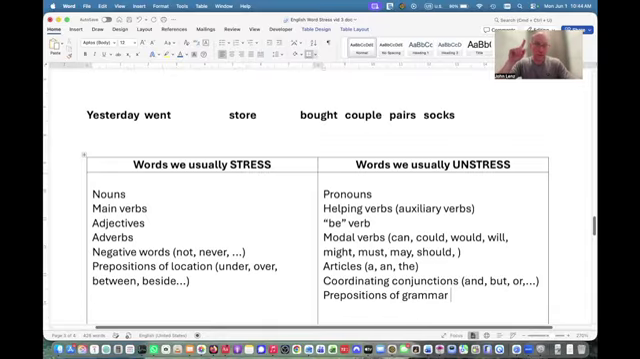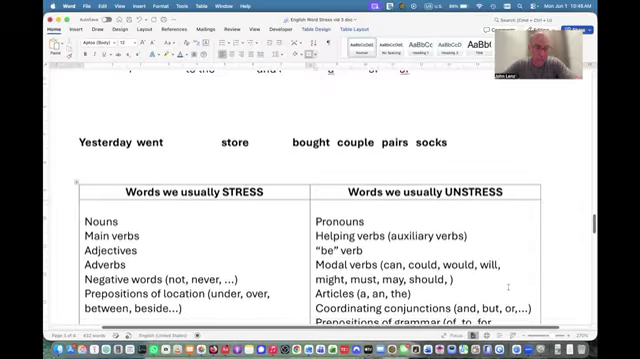But for prepositions of grammar, and again, that's my own term, I don't know what you call these things, but I mean the ones that just do a grammar job, the functional role that prepositions can play. And I just mean words like of, to, for, about, those kinds of prepositions. They really don't have much meaning, and so they don't usually get stressed.